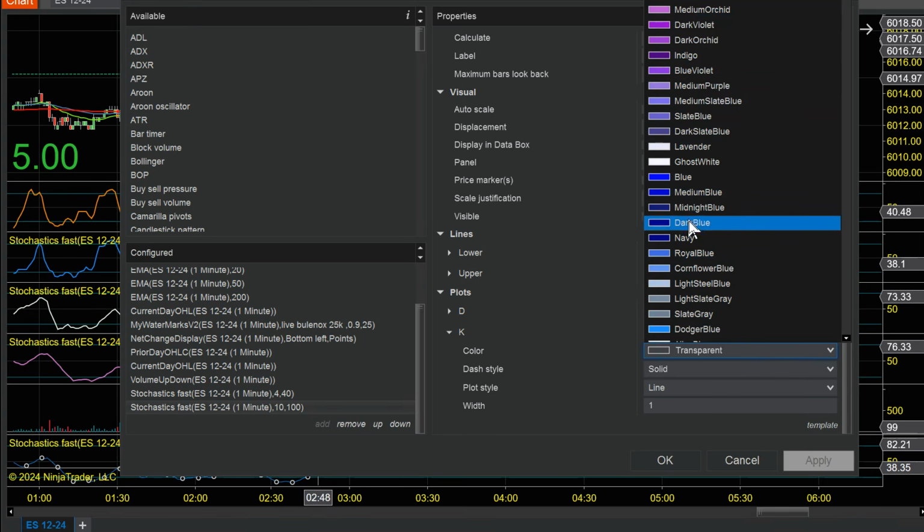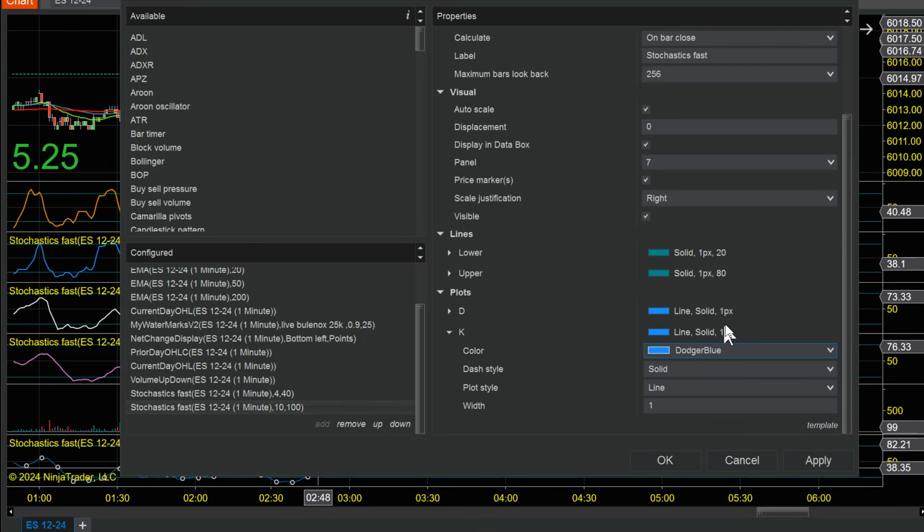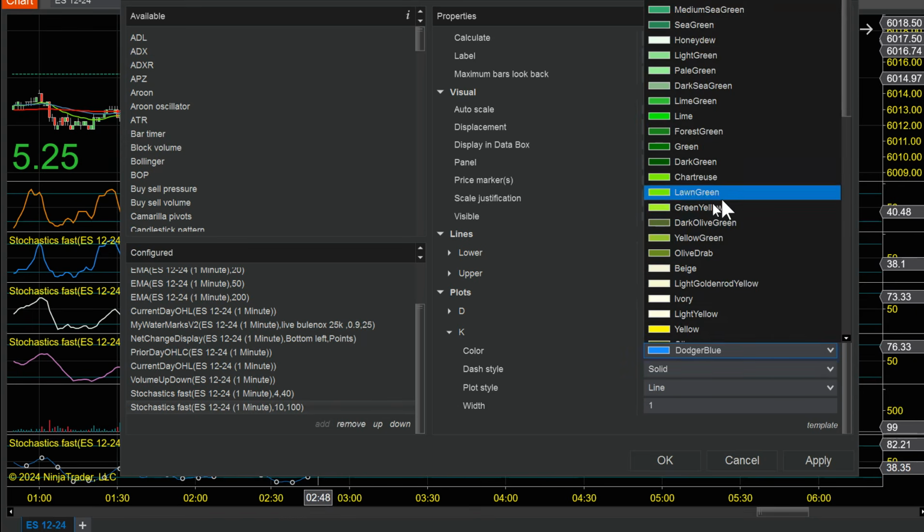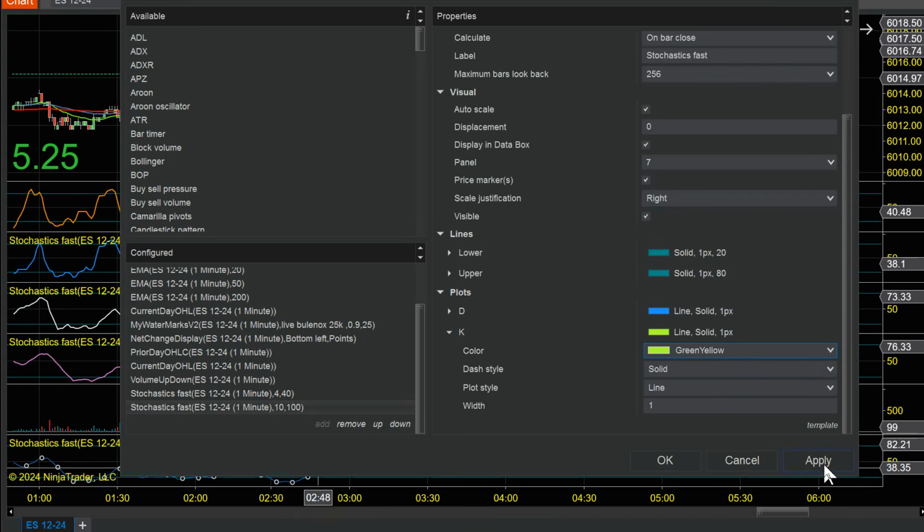But if it wasn't transparent, it'd be something else. Maybe we'll make it real Dodge blue here. Well, actually, everything's blue. That's not going to work. Johnny, what are you doing, Johnny? Let's make it green. All right, just make it weird like that. Apply that.